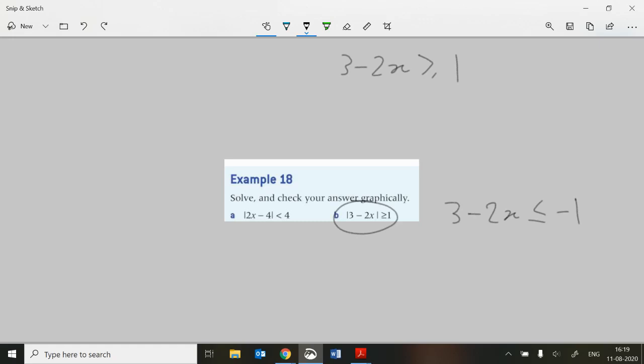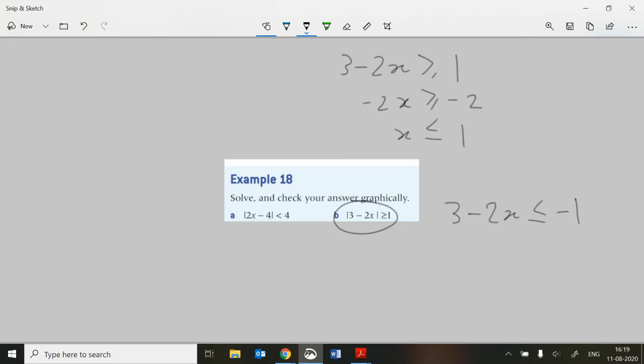Right, so let's deal with this by perhaps taking the 3 to the other side. Okay, so we get minus 2 there. And then remember, with inequalities, if you divide by minus 2, you'll need to change the sign around. So there we go. We're going to get x is less than or equal to 1.